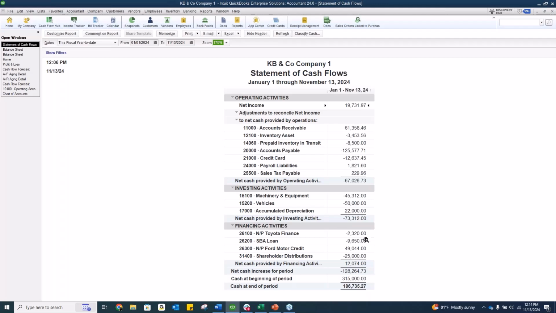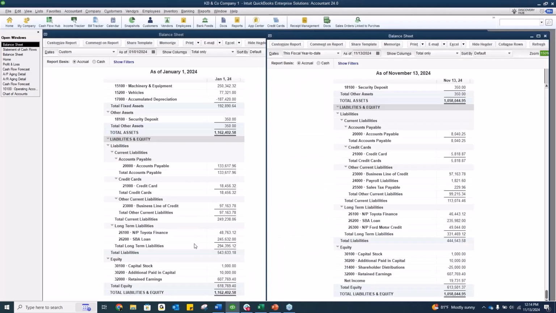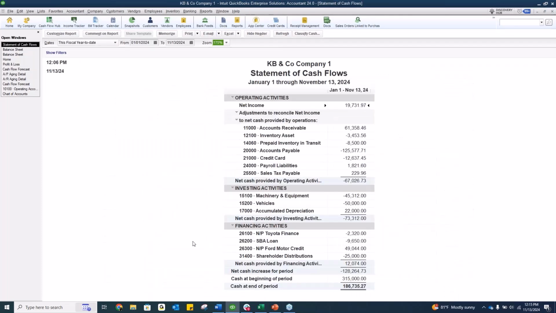The same is true with my SBA loan. I have used up cash to pay that down by $9,600, and we can confirm that by comparing our beginning and ending balances of those loans from our balance sheet. Toyota started out about $48,000 and ended about $46,000, and my SBA loan started at about $245,000 and ended at $235,000. So that change in those numbers used up cash, therefore the negative balances.